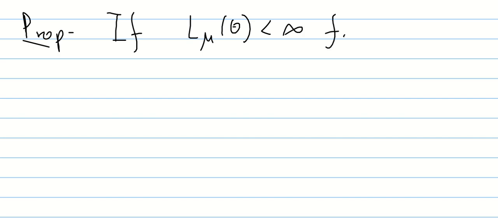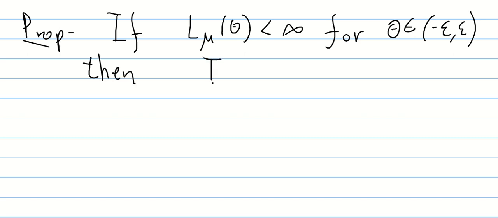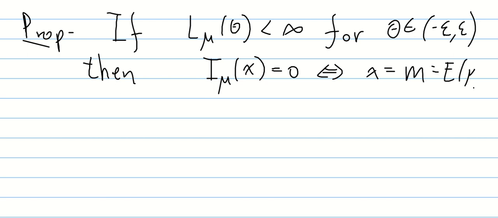So suppose that the L mu of theta is finite for all theta in some interval minus epsilon, plus epsilon. So in some neighborhood of the origin, the Laplace transform is finite. I will talk a bit more about what this hypothesis implies, but then we know that I mu of x is equal to 0 if and only if x is the expectation of mu, sorry, the expectation of x.